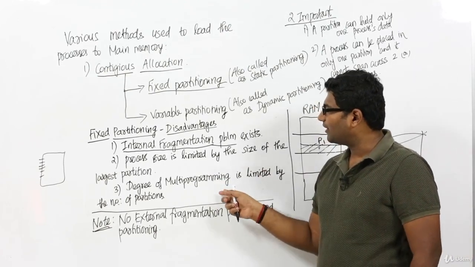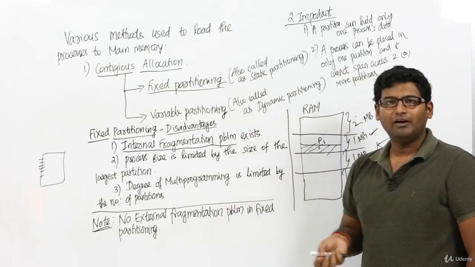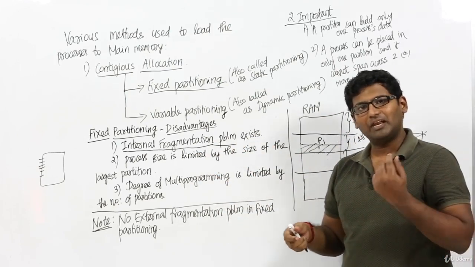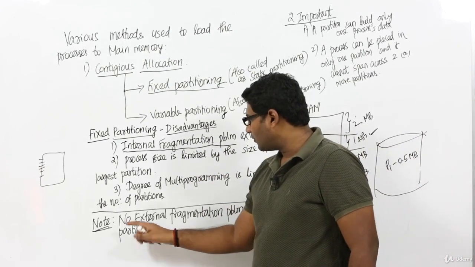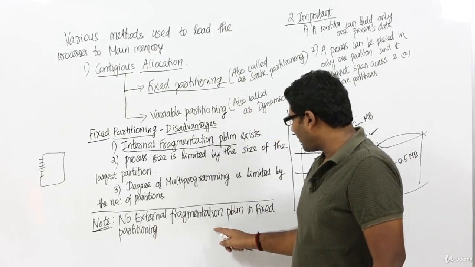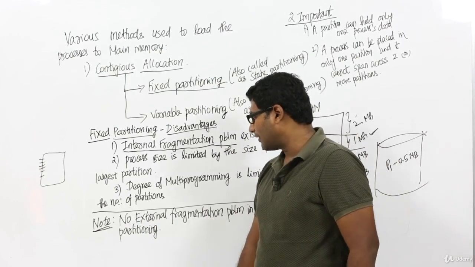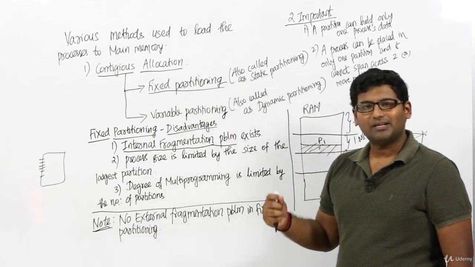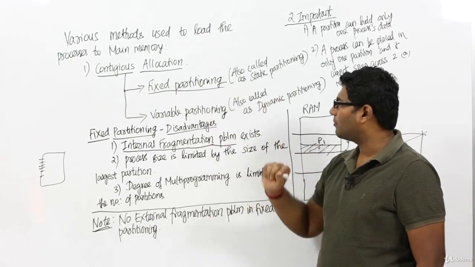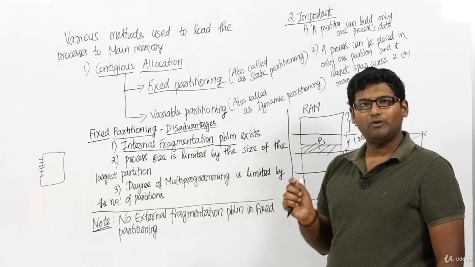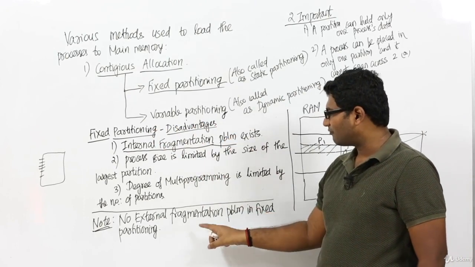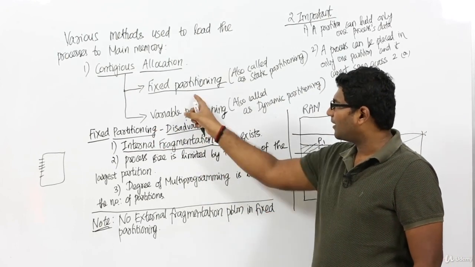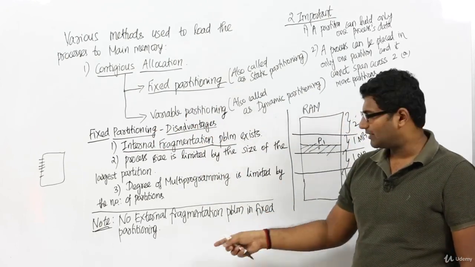See, all these disadvantages you will not find in case of variable partitioning. Once we see variable partitioning, it will be even more clear for you. One important point you need to write down is there is no external fragmentation problem in fixed partitioning. We will see what is meant by external fragmentation while discussing variable partitioning. At that point it will be very clear. Because variable partitioning suffers from external fragmentation, whereas fixed partitioning doesn't suffer from external fragmentation.